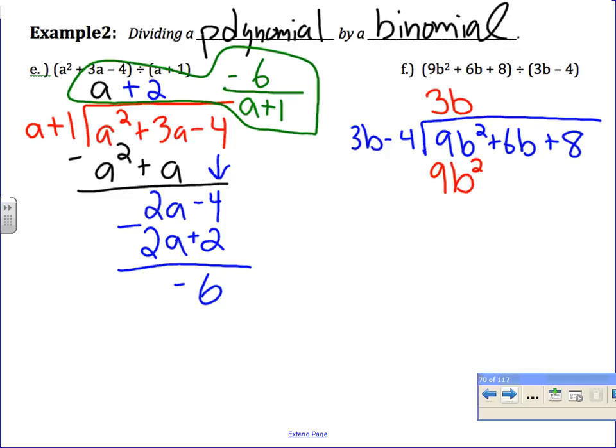You always want these to cancel. You now need to do 3b times negative 4, which is negative 12b. After you multiply the 3b by the binomial, you're going to subtract these two terms. 9b squared minus 9b squared is 0. 6b minus negative 12b is 18b. Then you need to drop down the positive 8.